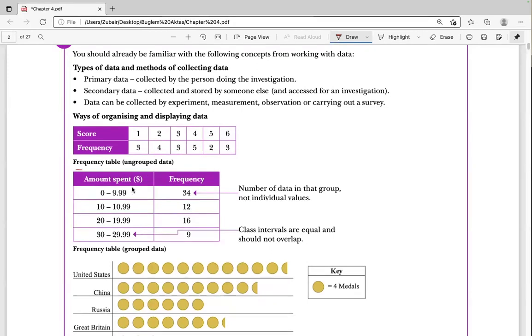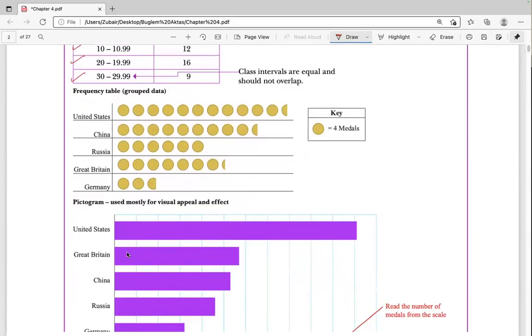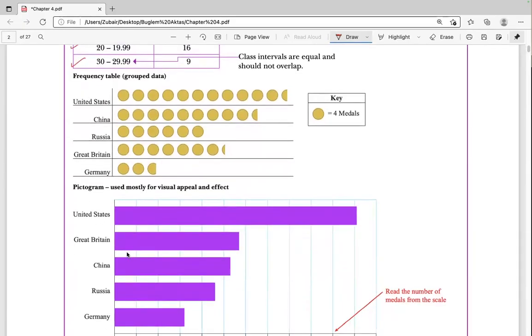These are grouped and ungrouped data. When you have discrete values, they are ungrouped. And when we talk about groups like 0 to 9, 10 to 19, 20 to 29, 30 to 39, and so on. So these are groups. And this right here is a pictogram.